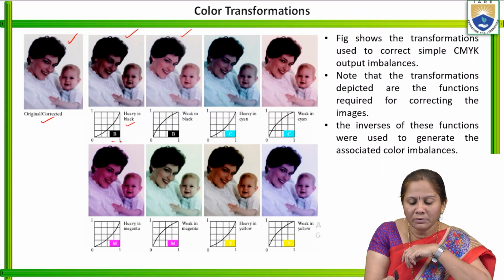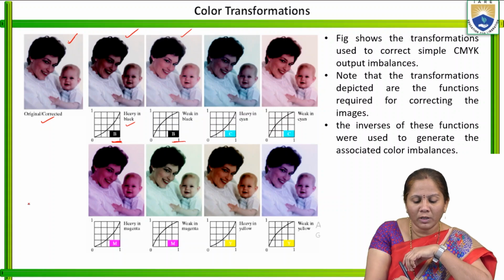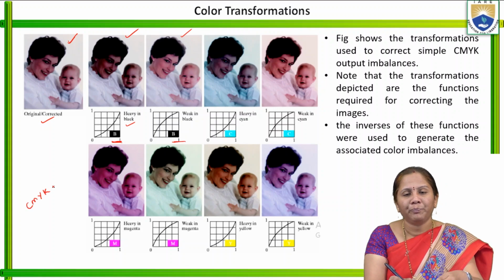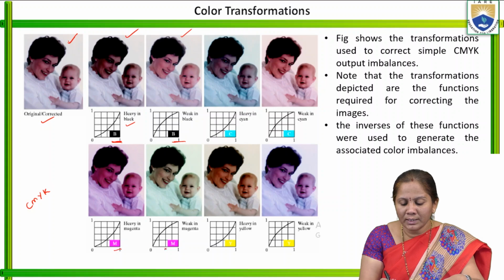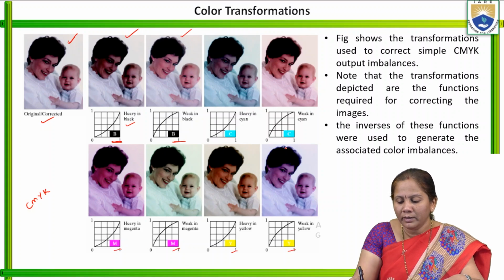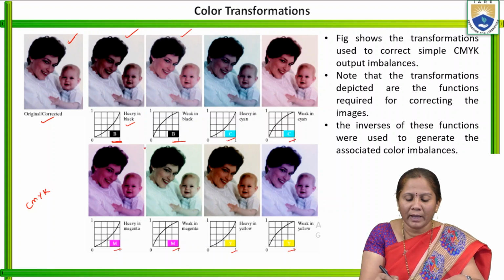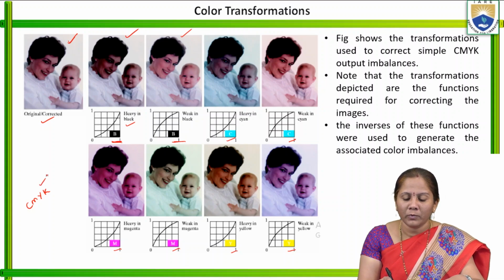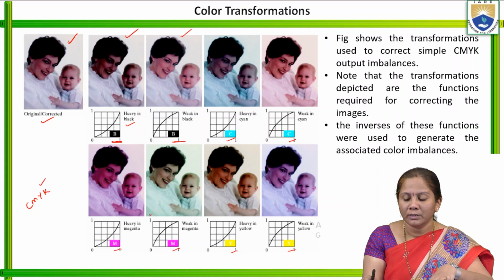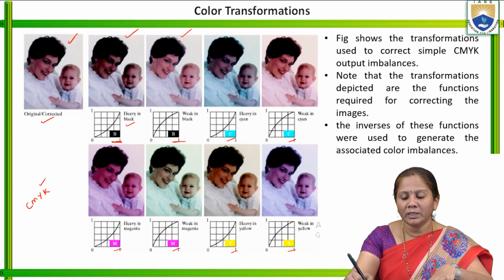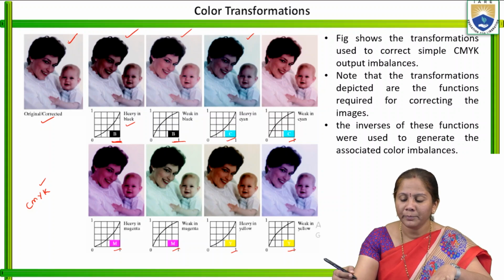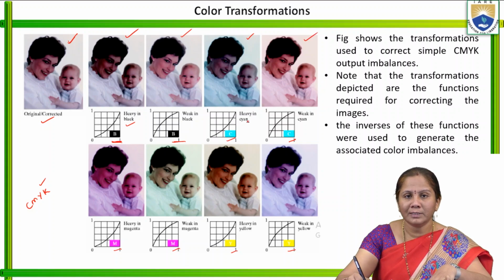So here we can observe the model what we used is the CMYK color model. So this is M, Y, C, and this black represents K. Okay. So based on the image, the transformation is represented below. If we see this image, the cyan color is dominating, and here heavy in cyan we can say. And if you see this image, it is weak in cyan.